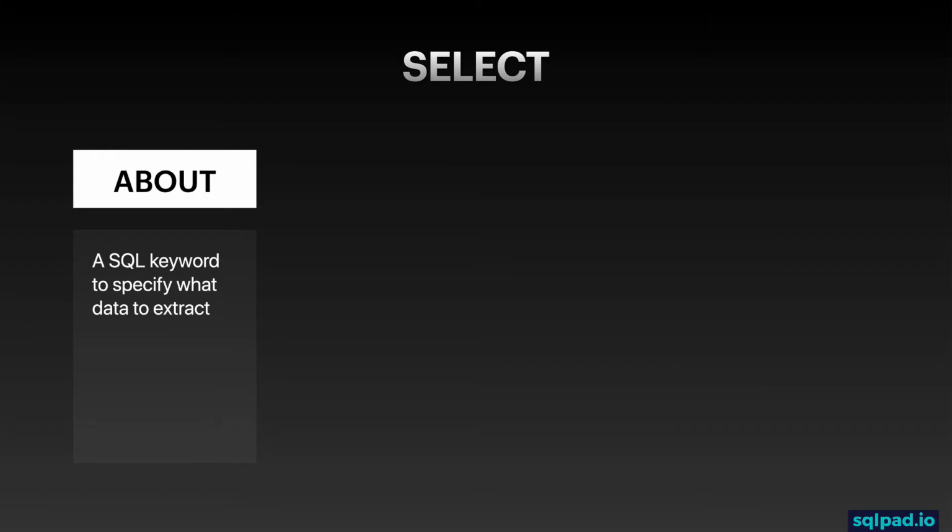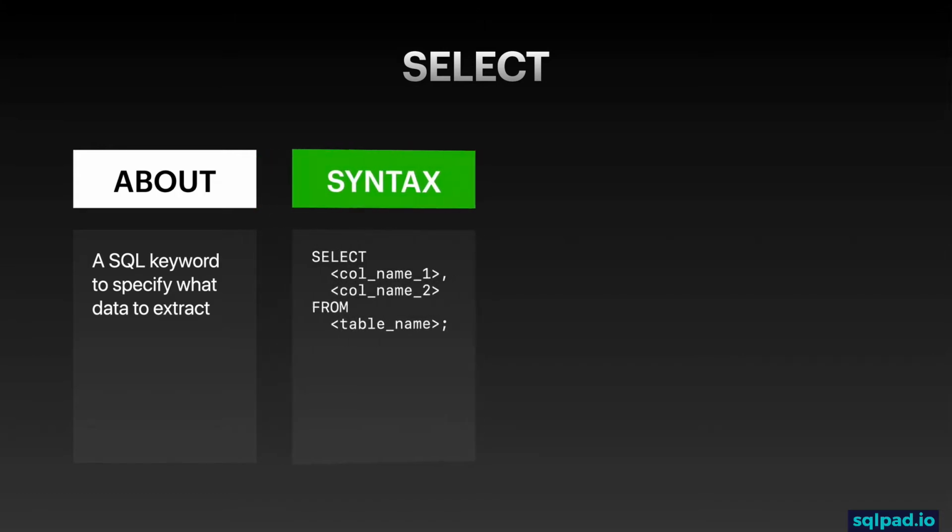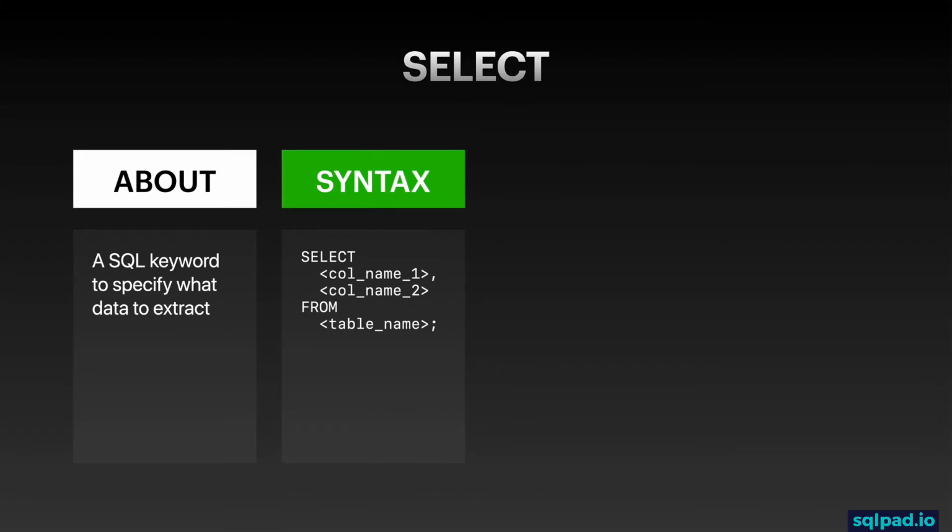For those of you who are not super familiar with SQL, a select statement is basically a way to tell the database engine what kind of data you want to extract. You always start a select statement with the select keyword. Then you can follow that by a list of columns and end with a from table name.